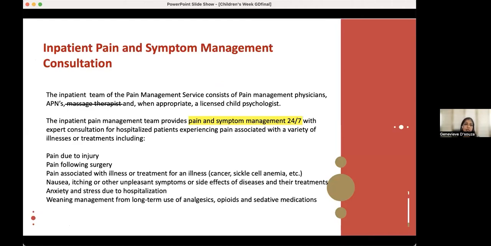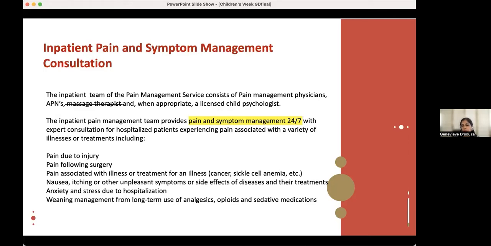The inpatient pain management team provides pain and symptom management 24/7, with expert consultation for hospitalized patients experiencing pain associated with a variety of illnesses and treatments. This pain could be following illness, surgery, acute hospitalizations, cancer, sickle cell, long-term management of acute exacerbation of rheumatoid illnesses, GI illnesses, nausea, itching, and unknown symptoms where no one has figured out what is wrong. They call us. We are sometimes like the Ghostbusters for the hospital. We also see anxiety and stress due to hospitalization, weaning management, long-term management, and we also get acupuncture consults.